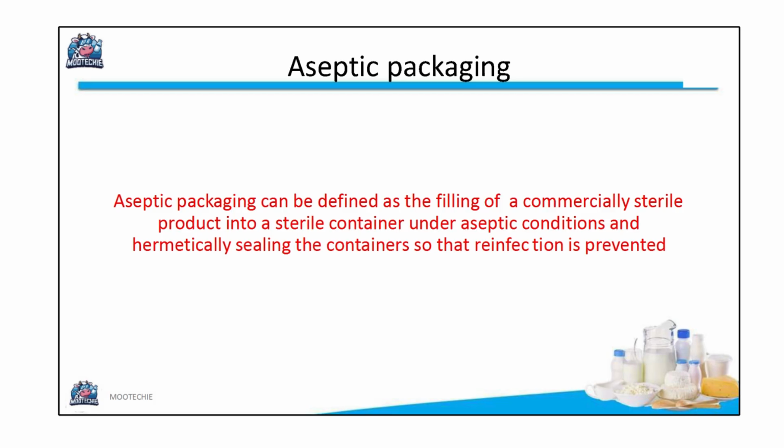We are now moving on to the topic of aseptic packaging. This technology is fundamental for producing shelf-stable dairy products like UHT milk. Aseptic packaging can be defined as the filling of a commercially sterile product into a sterile container. This entire process is carried out under aseptic conditions, and the containers are hermetically sealed so that reinfection by microorganisms is prevented. This ensures the product remains safe and stable.